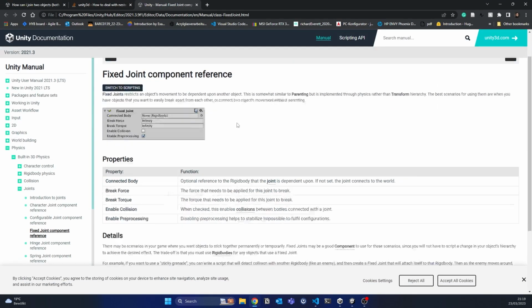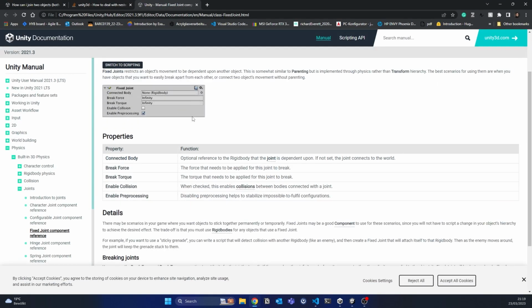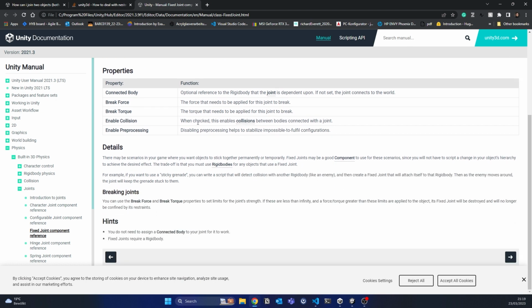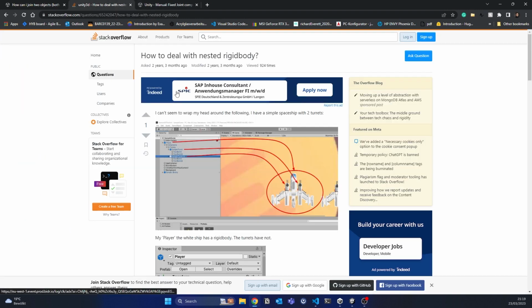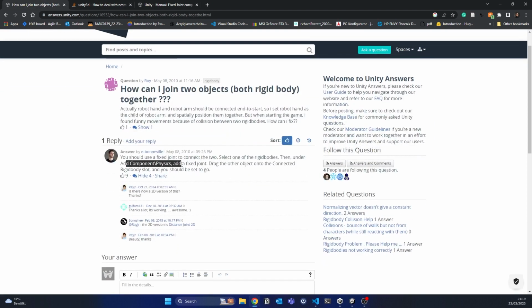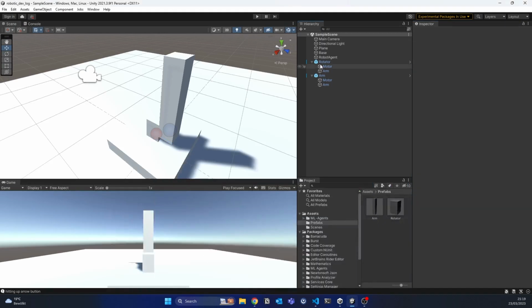How does this thing work? Connected body, we only have one connected body. Brake force, enable collision. So here this guy says add component physics, add a fixed joint, drag the other object onto the connected rigid body slot, and you should be set to go. Alright, so let's test this.